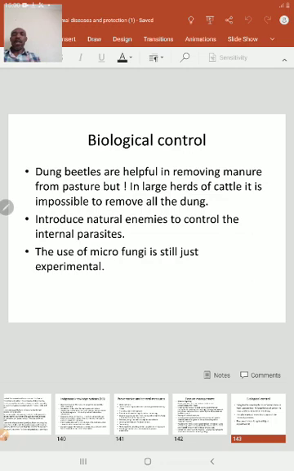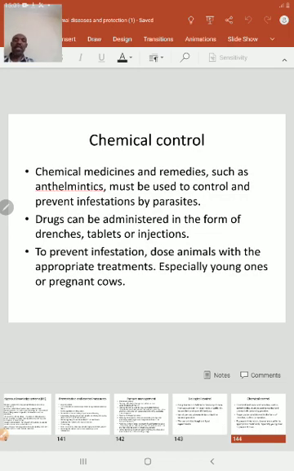Biological control, you can use the dung beetles. What they do, they are helpful in removing manure from the pasture. In large herds of cattle, it is impossible to remove all the dung, so the dung beetles can do that. Introduce natural enemies to control the internal parasites like the birds. And also use of microfungi, even though it's still under experimentation.